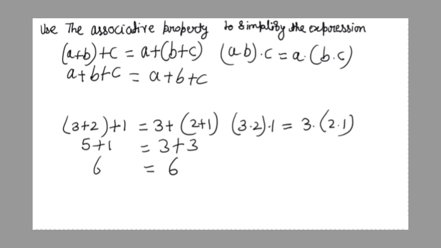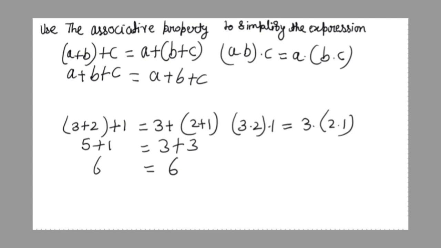Alright, now let's talk about the associative property in multiplication. As we did before with addition, the same thing applies to multiplication. Use the associative property to simplify this expression. This time they are in multiplication. If we group together a and b and then multiply that answer by c, or on the right hand side, if we group together b and c first and then multiply by a, we still get the same answer.